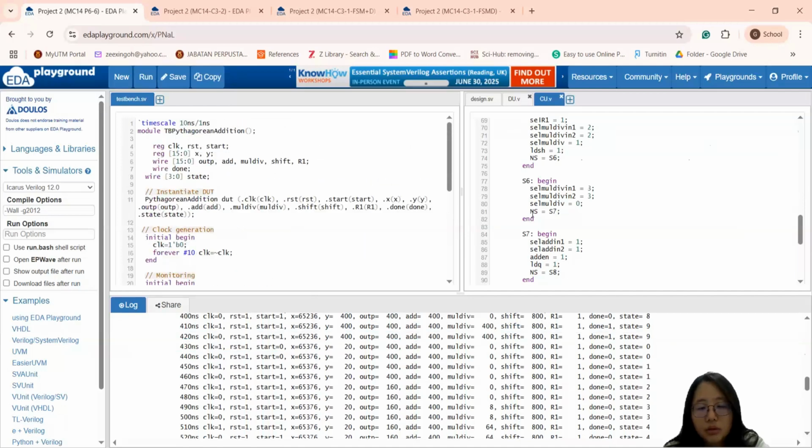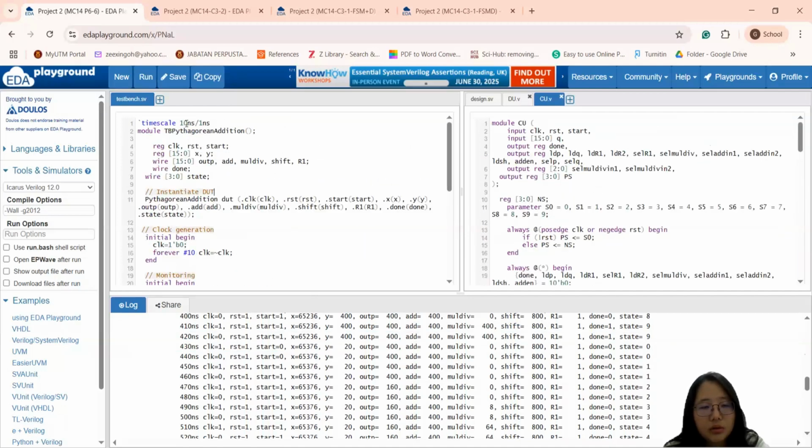So from the design, it can be said that the design performs correctly and meets the requirement. And that's all for the demonstration video for project 2. Thank you.